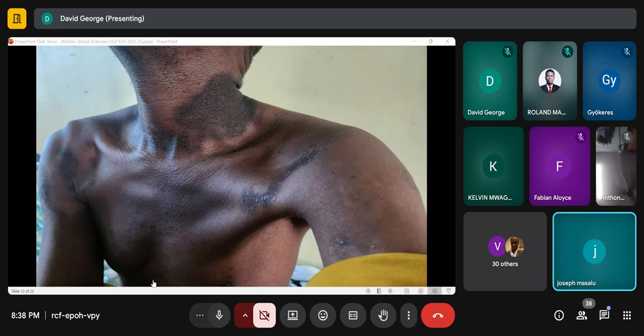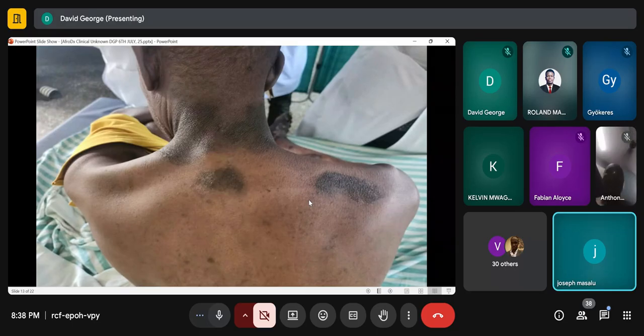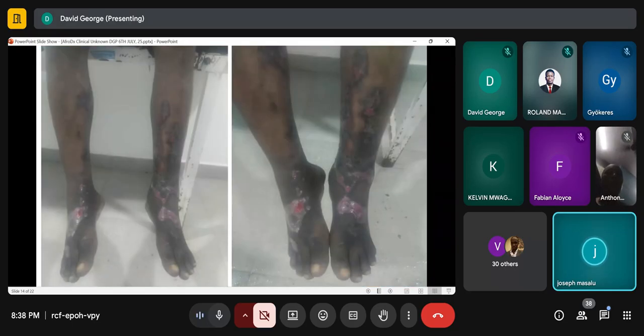Let's see the next one. Yes, there is also the same kind of rash on the feet, but there is also an ulcerating rash down here, the same kind of rash, but ulcerating. So yes, it's been so long, but this is a typical rash for pellagra.